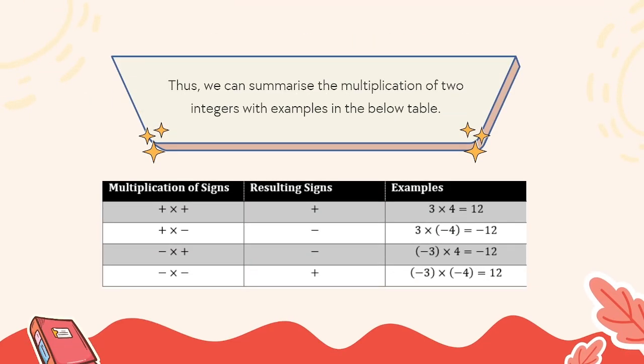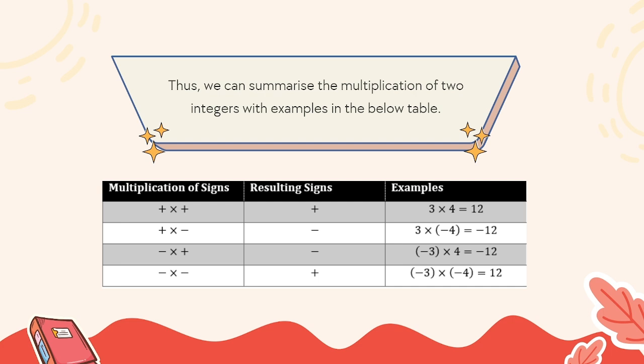Thus, we can summarize the multiplication of two integers with examples in the below table. Multiplication of sign. Positive times positive, result sign positive. Example, 3 times 4 equals 12. Positive times negative, result sign negative. Example, 3 times negative 4 equals negative 12.